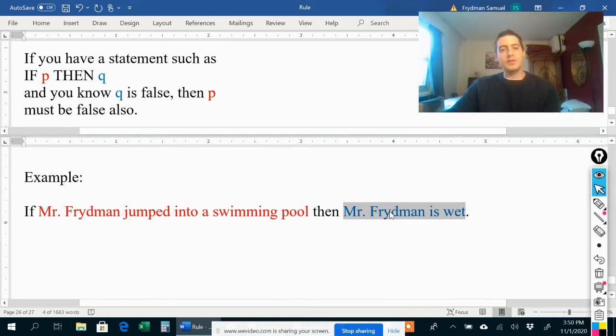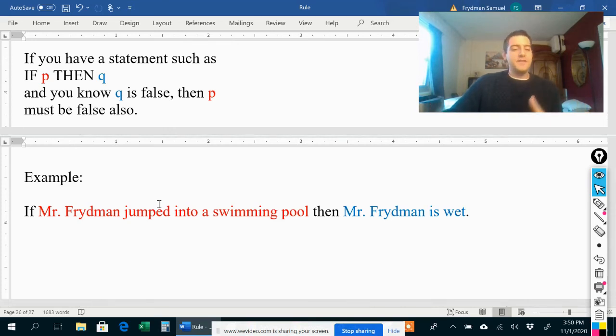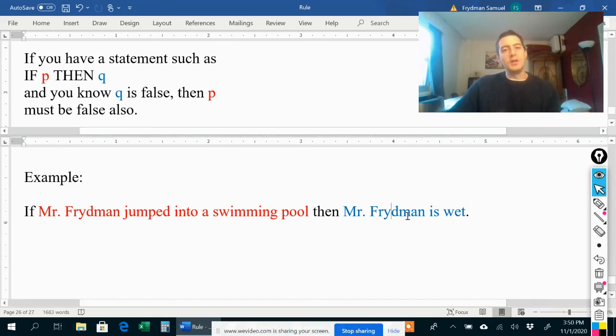And if my Q over here is false, then my P, which by the way, the P is called the antecedent and the Q is called the consequent. If my consequent is false, then my antecedent must also be false. So if you look at me and you see that I'm not wet, then I must not have been jumping into any swimming pools lately, which kind of makes sense, right? So if I have a statement, if P then Q, and I know that Q is not true, then P must also not be true.